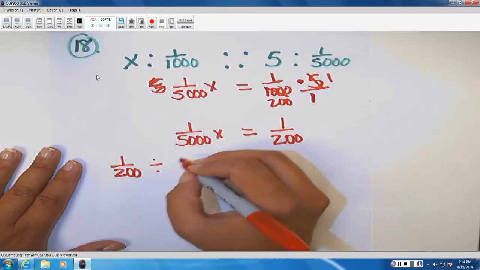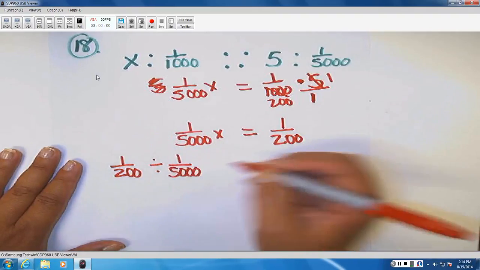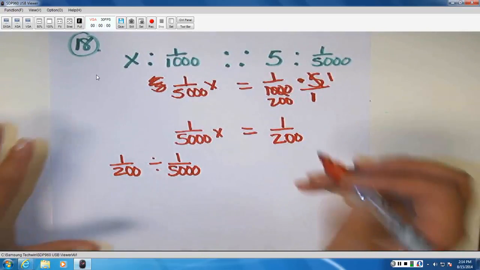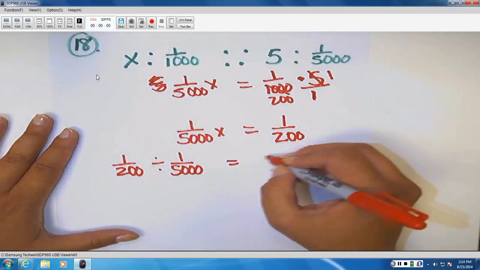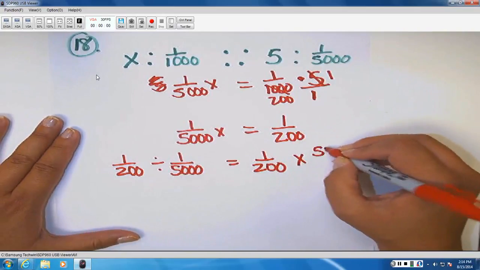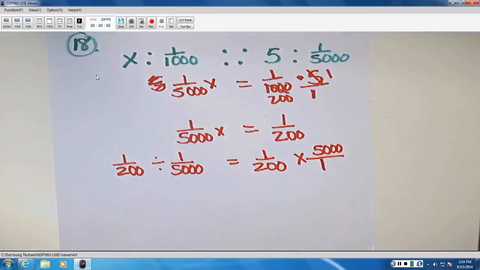1/200 divided by 1/5000. That's how I'll set it up, but I'm going to flip that 1 upside down and end up multiplying times 5,000. Now I know that 100, I can reduce this by 100ths.